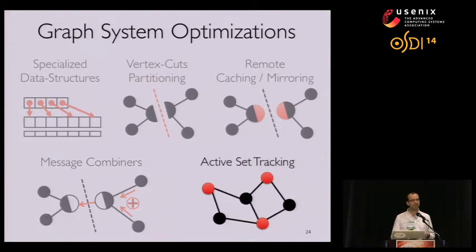Finally, one of the key properties of the iterative algorithms on graphs is that the number of vertices that are actively changing on each iteration often decreases rapidly. So the active set of vertices is small, and these graph processing systems have specialized data structures to track the active set of vertices and focus the computational resources on those vertices.